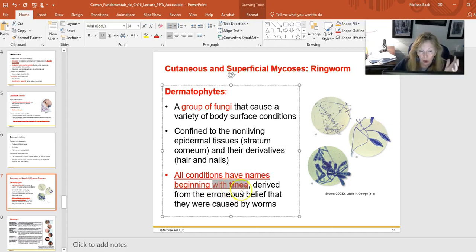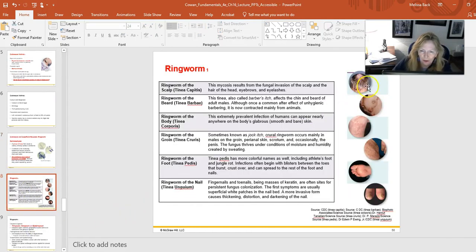Tinea actually means worm-like, but it was derived from that because sometimes the infections on the skin can almost look like they're being caused from a worm. There's these circular looking kind of lesions. So tinea capitis of the scalp, barbae of the beard, tinea corporis is ringworm, tinea cruris of the groin, pedis, foot, athlete's foot, and you can actually have unguium. This is the nail bed.